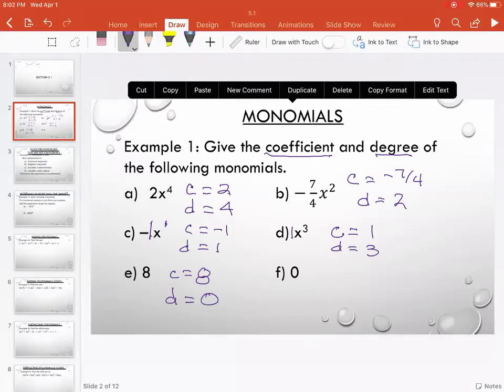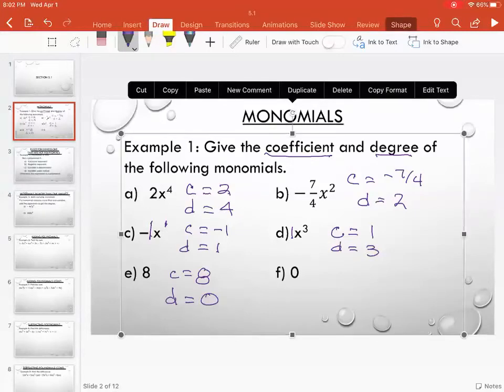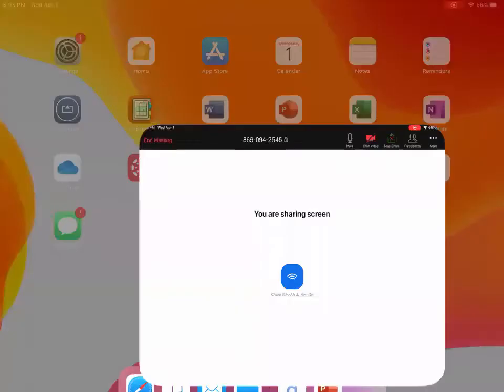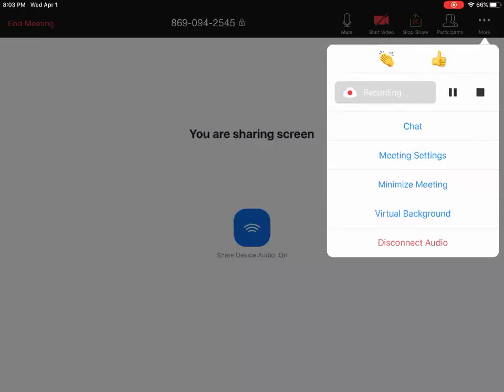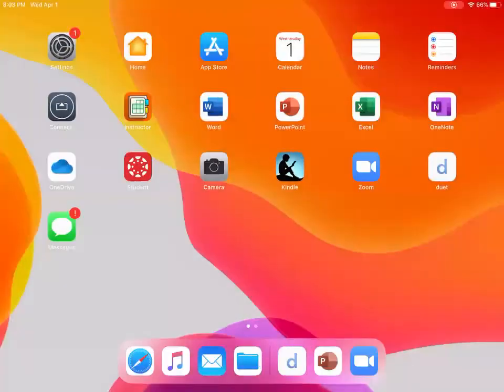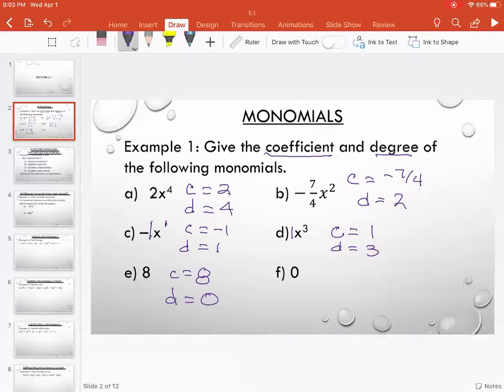Okay, for 0, your coefficient is 0, but because it's 0, your degree doesn't exist. There is not one when it's 0. Okay?